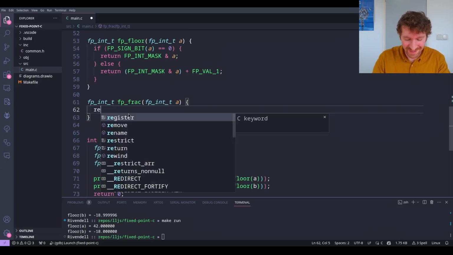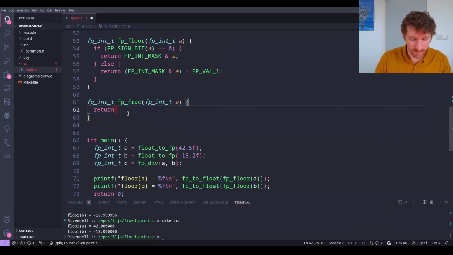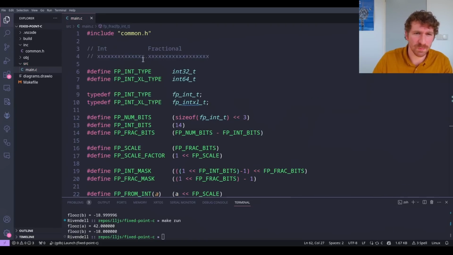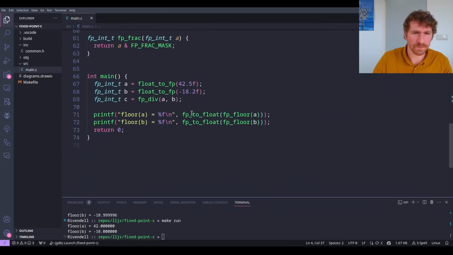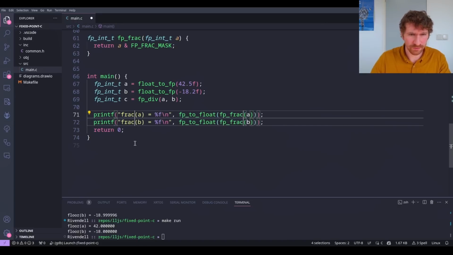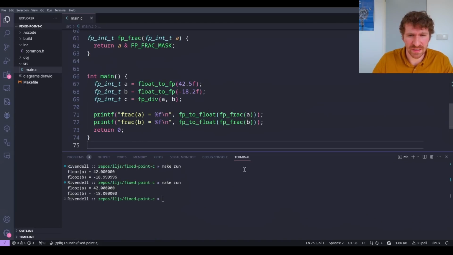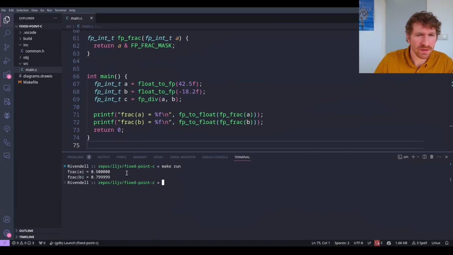Again, you might think, naively, we could just take our number, a, and AND it with the fractional mask, right? That just gives us these bottom bits. So let's try it out. Let's call this frac. So now we're going to look at the fractional part of a and the fractional part of b. So make run. Okay, so in the top case, we get 0.5, expected.